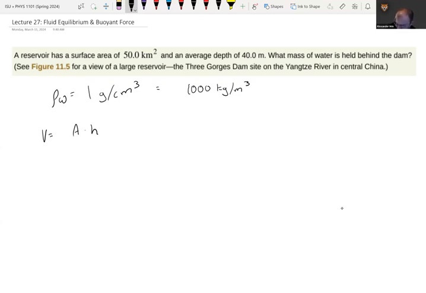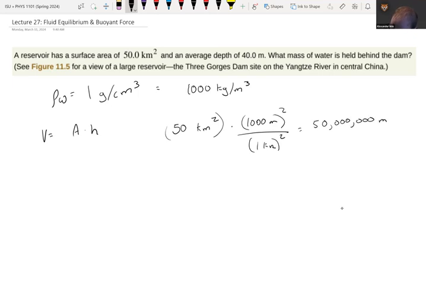You can't just multiply 50 kilometers squared and 40 meters. So 50 kilometers squared, well, we need to convert this to meters squared. The best way to do this is to have 1,000 meters per 1 kilometer, and then we have to square both of those. So it's really 1 million square meters per kilometer squared. And this is going to give us 50 million square meters.